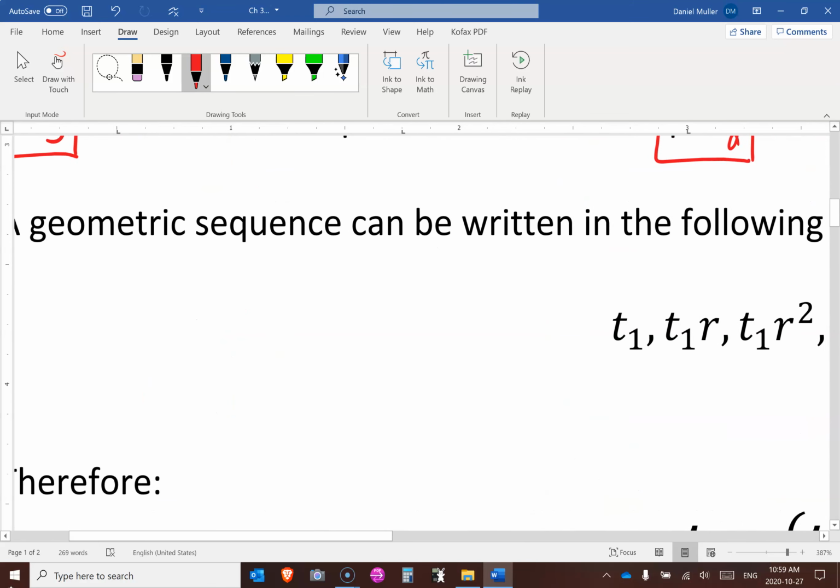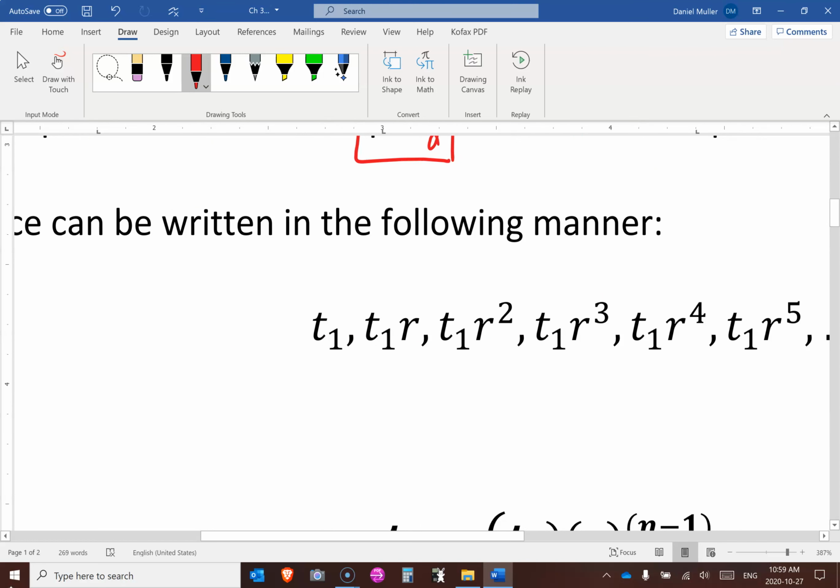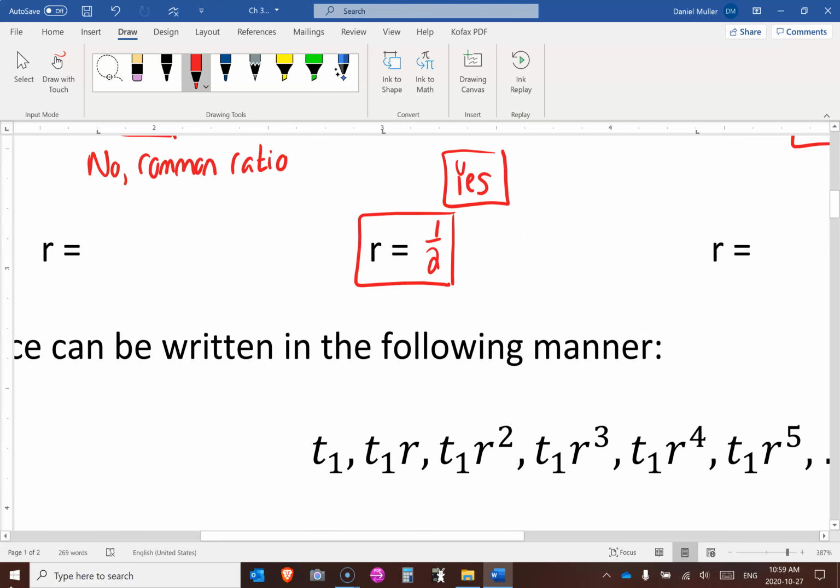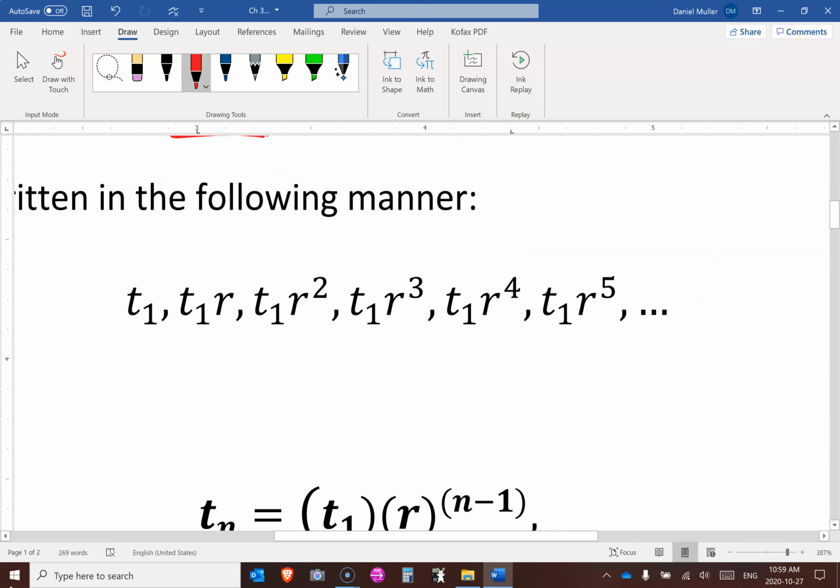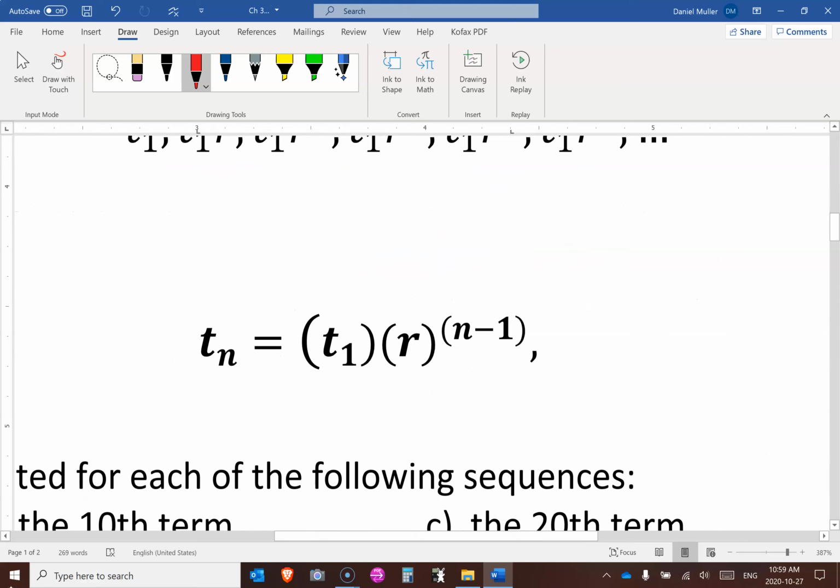Okay, so a geometric sequence can be written like this. We have our first term, and then we have our first term times our r. And here we have our first term times r, 2 r's. Then we have our first term times 3 r's. And that's what happens. Every single time we just times by another r. 3 r's, 4 r's, 5 r's.